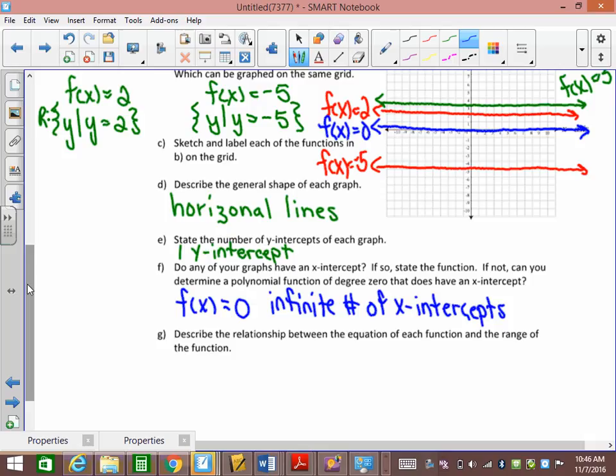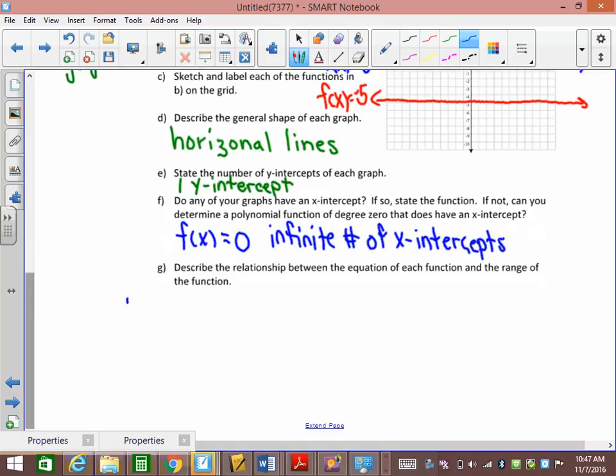Describe the relationship between the equation of each function and the range of each function. What can you say? The equation is the range. So if the equation is f of x equals 3, the range is y equals 3, right? If the equation is f of x equals 0, then the range would be y equals 0. So the equation is the range.